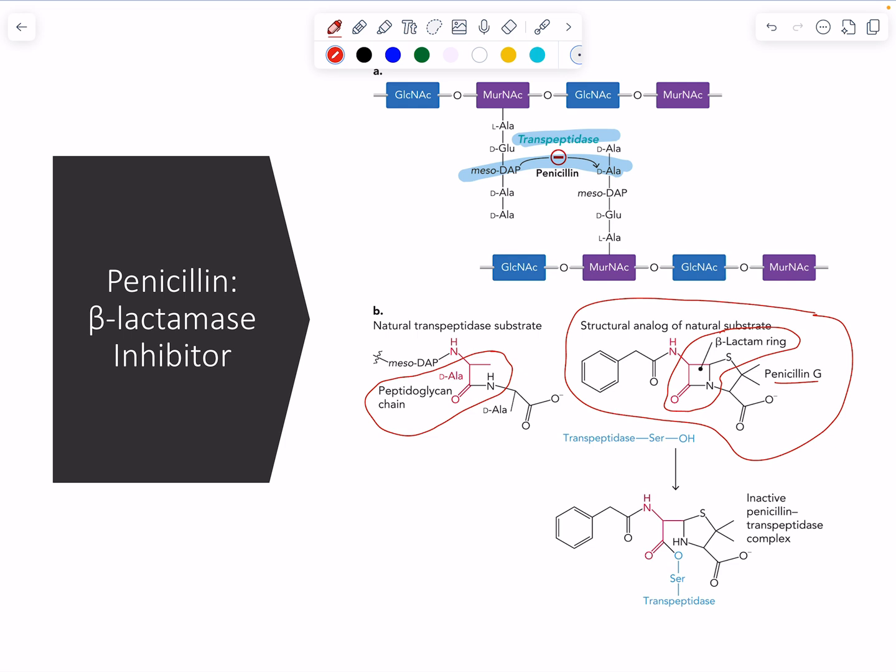Now, what the antibiotic resistant organisms do is they produce an enzyme that's going to break down that ring and render this an ineffective inhibitor. So resistant bacteria make an enzyme that breaks that ring.